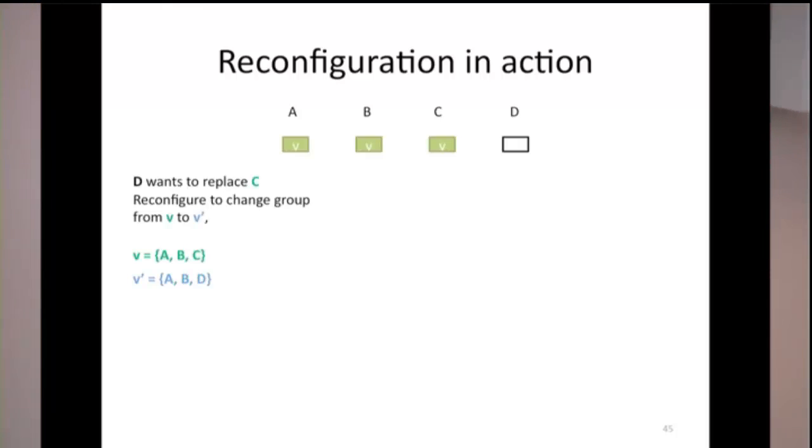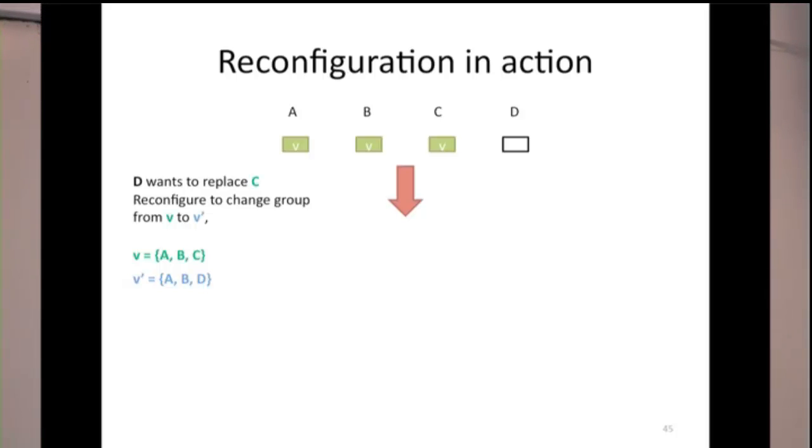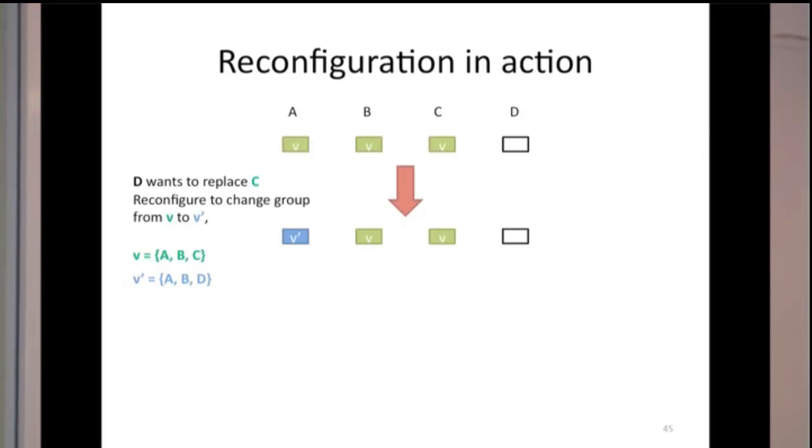All of a sudden, a node D comes in which wants to replace node C. This is proposed through consensus. Everyone agrees that, fine, you can come, join in, and replace C. Let's say this new view is V prime, which is basically ABD, which is removing C from the group. Now it's the time to install. What happens is that first it gets installed at the old node. Let's say it gets installed at A.